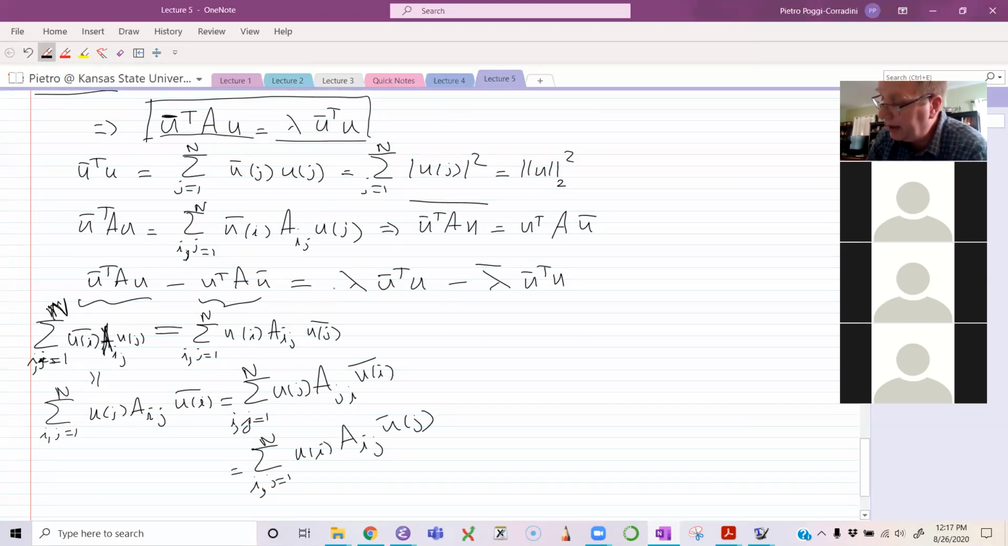And on this side, I can factor. And so that should be 0. But U is an eigenvector, so it's non-zero. So that implies that lambda equals lambda bar, so lambda is real.